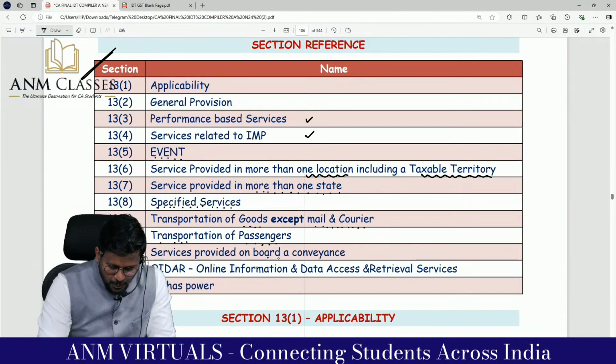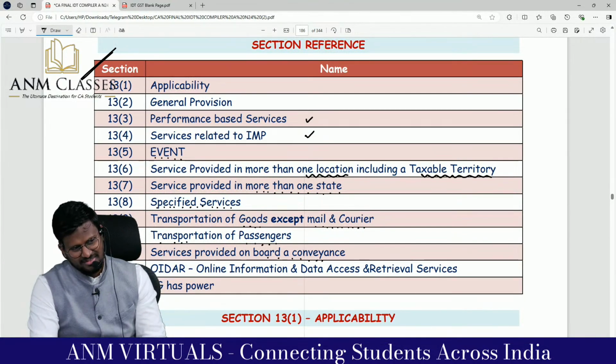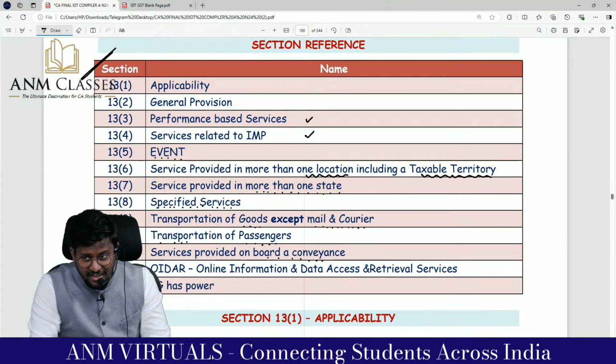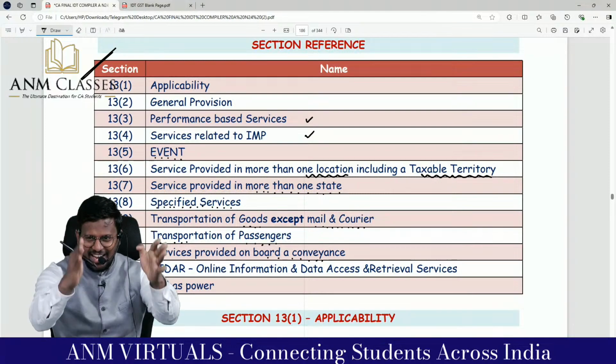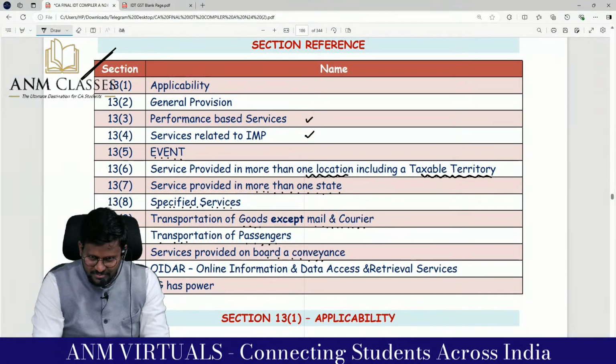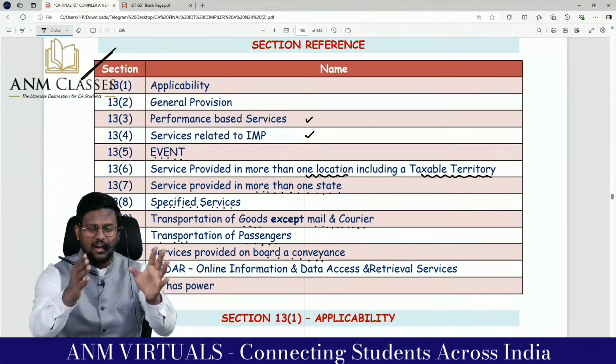13.11 is services provided on board a conveyance. 13.12 is OIDAR. Tell me. You have to show it like this. OIDAR. Tell me.